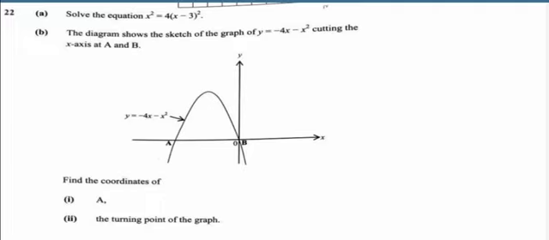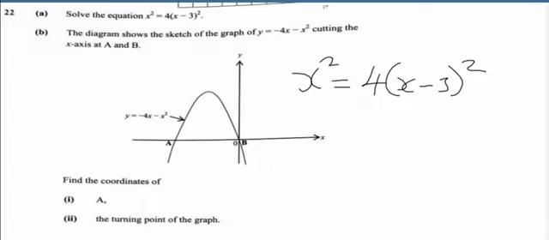So the next one is saying, which is question A. Solve the equation. So we have x to the power 2 is equal to 4 (x minus 3) to the power 2. So this 2 here is just part of x minus 3. What we are going to do here, we are just going to introduce the square root to both sides. So once I introduce the square root to both sides, these 2 and the square root, they are going to cancel each other. And these 2 and the square root, they are going to cancel each other.